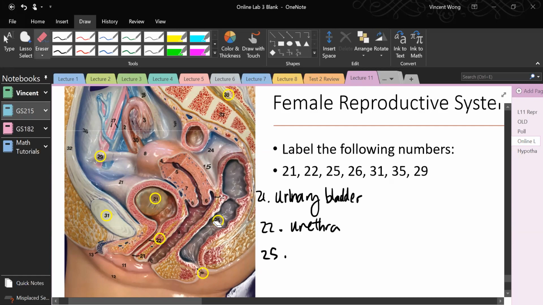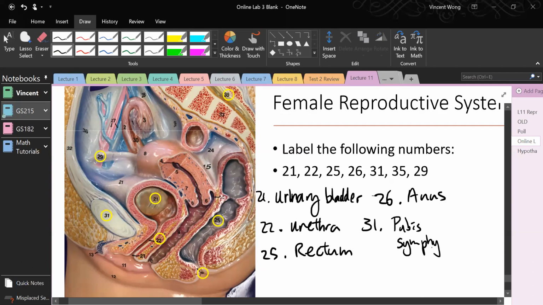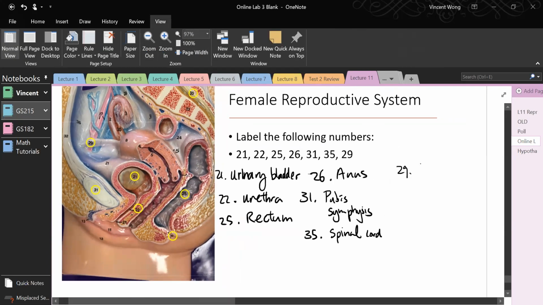25, rectum. 26, I think that's 26, right? That's the anus. 31 is that bone again that we were talking about, the pubic symphysis. 35 is just the spinal cord. And 29 is the round ligament.